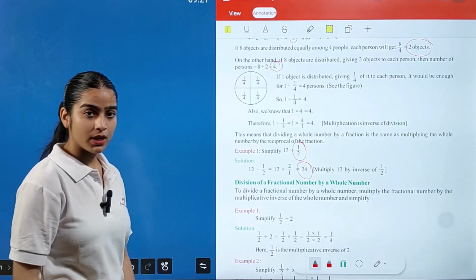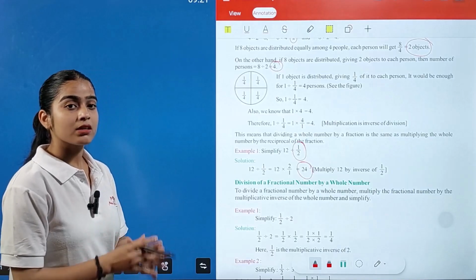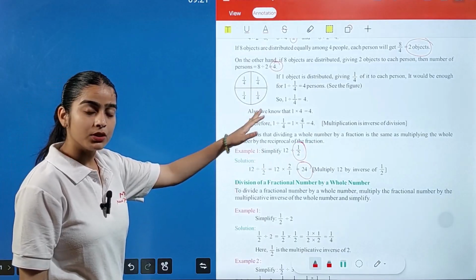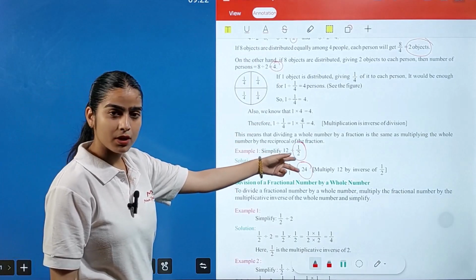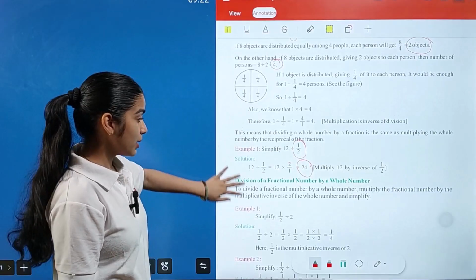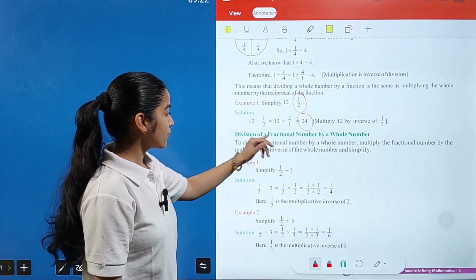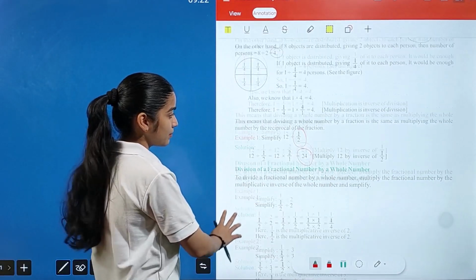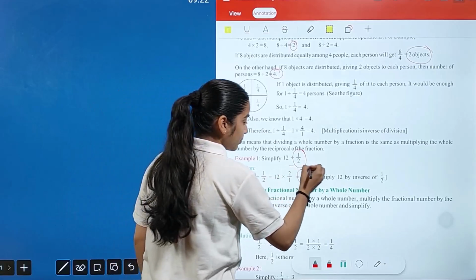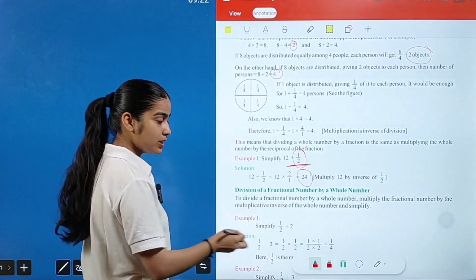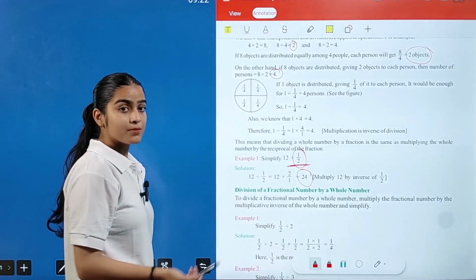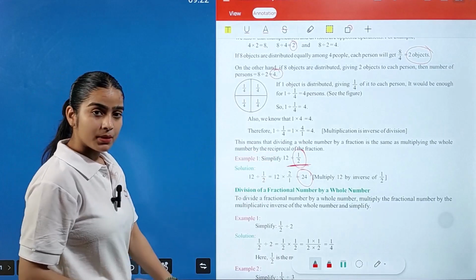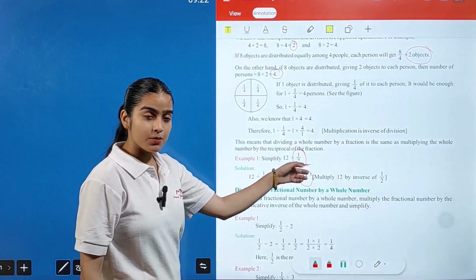So in division, what we have to do is just take the reciprocal of your second fraction. In this case, we are dividing by the 12, so we have to just take the reciprocal of our fraction. But when you divide a fraction by a whole number, what you have to do, always remember, is that your second number always gets the reciprocal. Always remember that your second number would get the reciprocal of it.